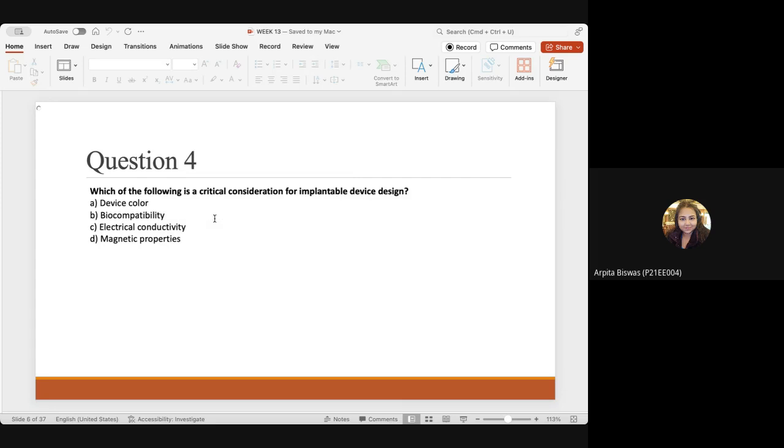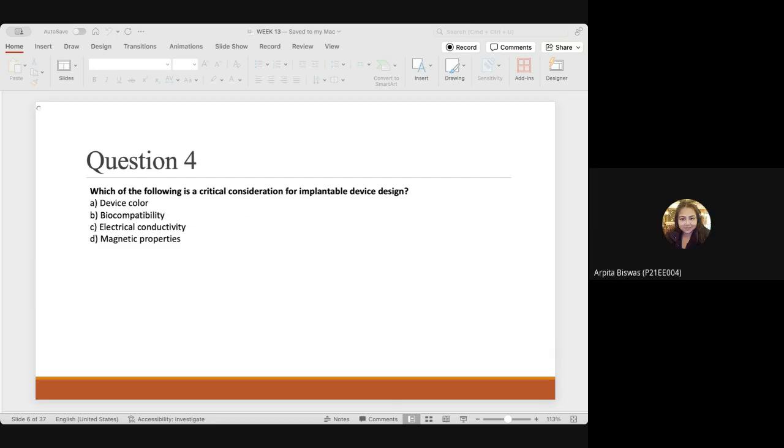Which of the following is a critical consideration for implantable device design? The first option is device color. The second is biocompatibility. Option C is electrical conductivity, and option D is magnetic properties. Option C, electrical conductivity, ma'am.